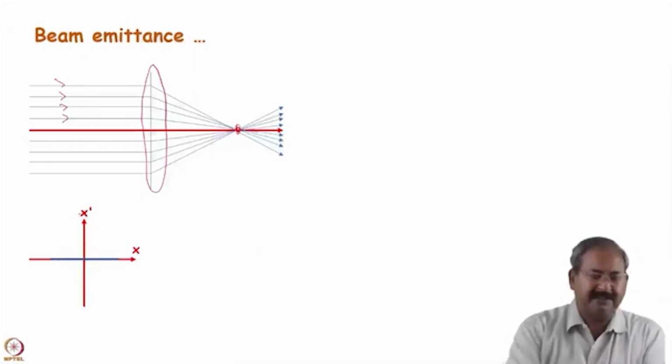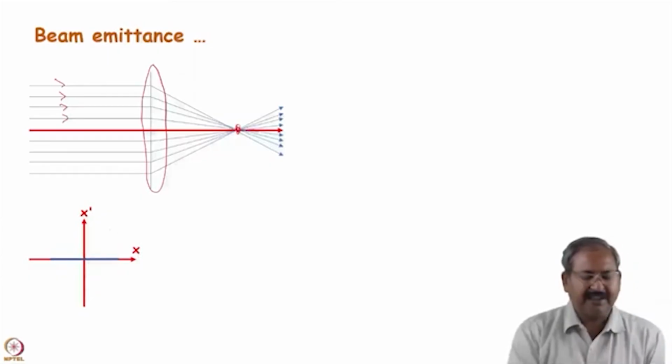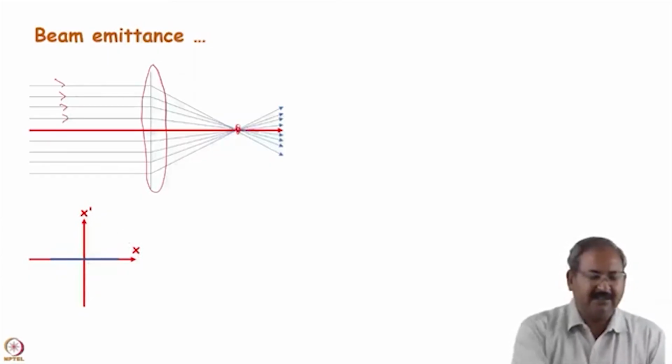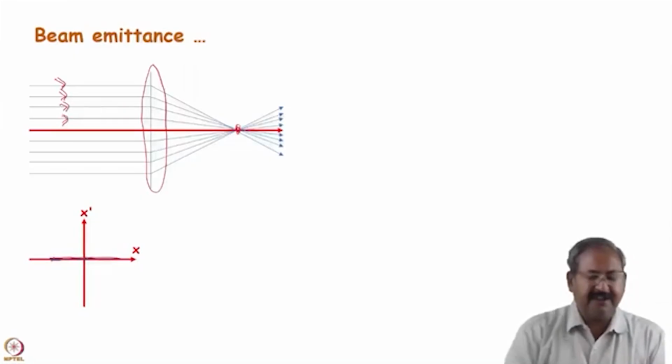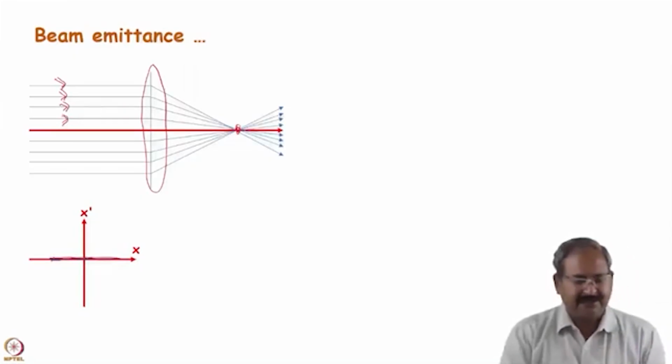distribution of these particles is. If you draw it on x and x prime phase space, all the particles have zero angle with respect to the design trajectory. So it has a horizontal line here. This is the emittance, and the area of this line is 0. So emittance is 0 in this case.